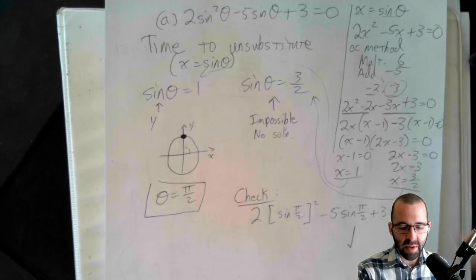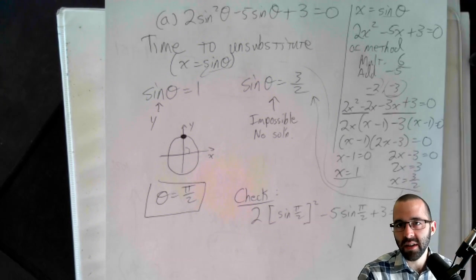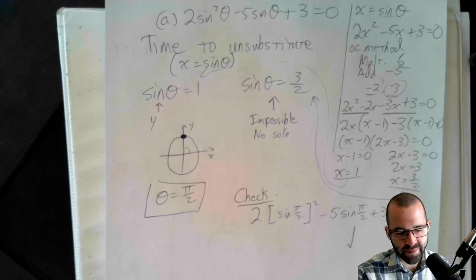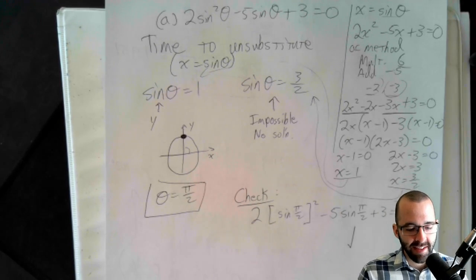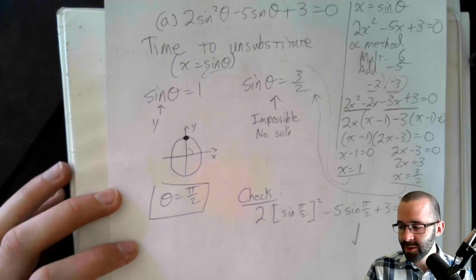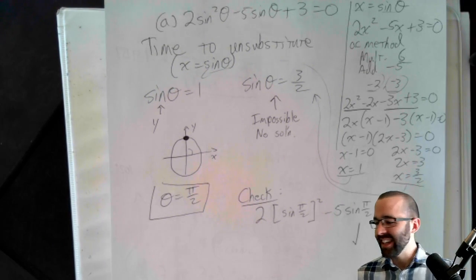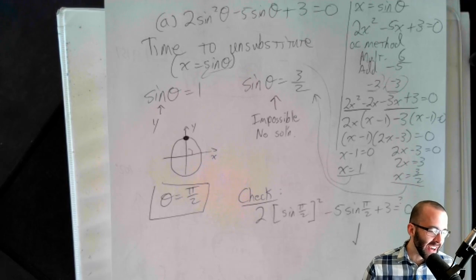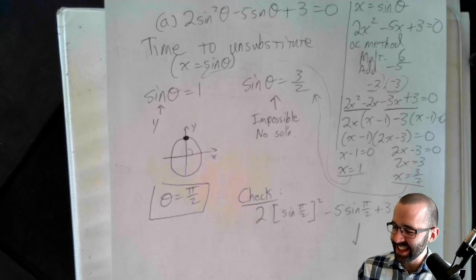All right, and that took me what? 10 seconds to check? It's a good idea. All right. That was part A. Any questions on this before we go into part B? Part B is going to be a doozy. We're going to use a new page for part B because we're going to need a little space.